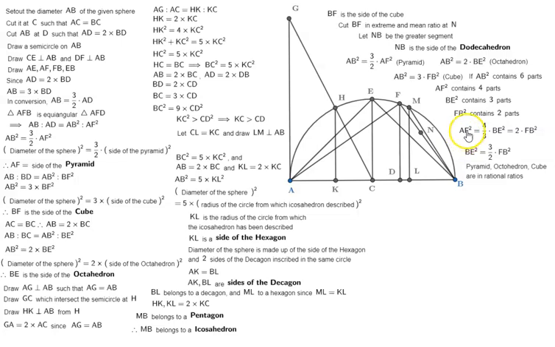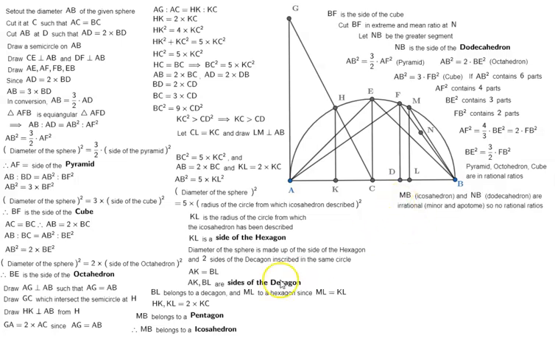So what we do is look at it like this. AF square is to FB square as 1:2, which is rational. Similarly, AF square is to BE square as 1:4/3, which is again a rational ratio. So like that, we can say the pyramid, octahedron, and cube are in rational ratios. Or rather, the sides of the pyramid, octahedron, and cube are in rational ratios.